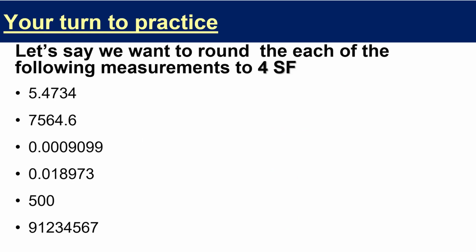All right, it is your turn to practice. Let's take all of these values that we see here and round them all to 4 significant figures. So you are going to use the skills of identifying how many sig figs are here, finding the 4th significant figure, looking at the number to the right of it, and then rounding accordingly. You may have to add numbers, you may have to drop numbers, but do whatever you've got to do to round them to 4 sig figs. Pause the video now and then unpause when you are ready for the answers.